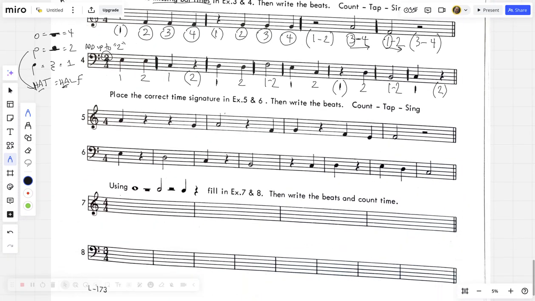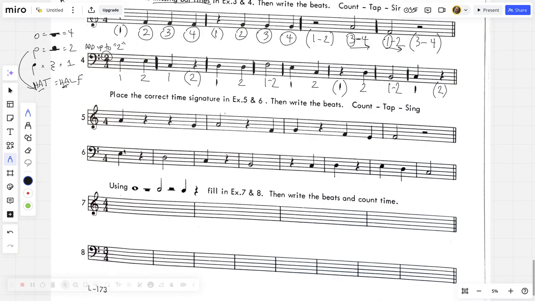Well, let's fly through number 5 and 6. We're going to do 7 and 8 on the board in front so we can all talk about it. And we'll identify a few things along the way, but I think you're going to make up your own in these 2 examples right here. All right, so here we go. Next one, place the correct time signature in example 5 and 6.